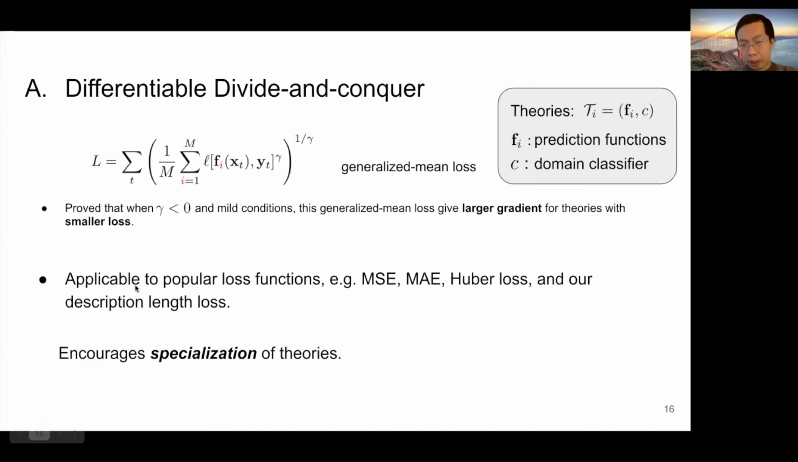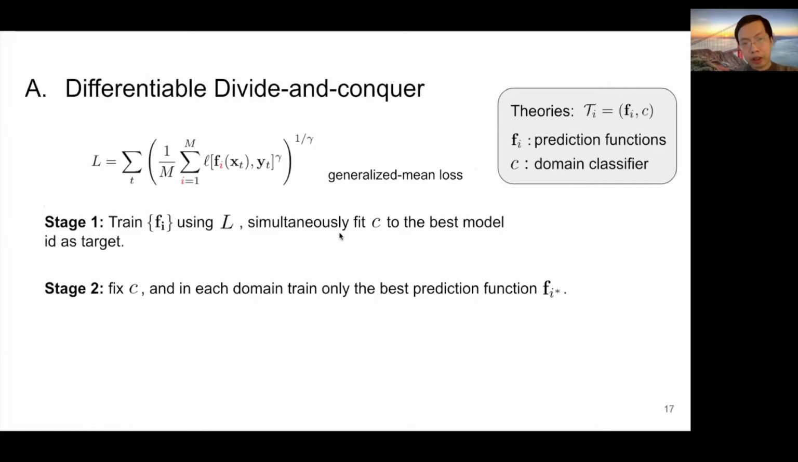We also prove that it can be applied to different loss functions like MSE, MAE, Huber loss, and so on. To do this differentiable divide and conquer, we first train the prediction function using this loss, and simultaneously train the domain classifier with the best model ID as the target for each data point. In the second stage, we fix the domain, and then in each domain, we only train the best prediction function. In this way, we will be able to find the best model for each domain, as well as discover the domain boundaries.